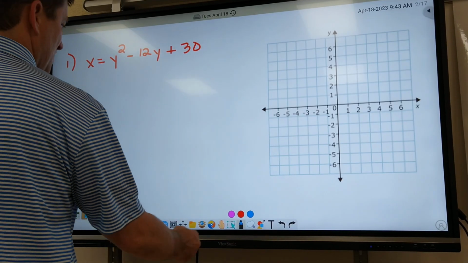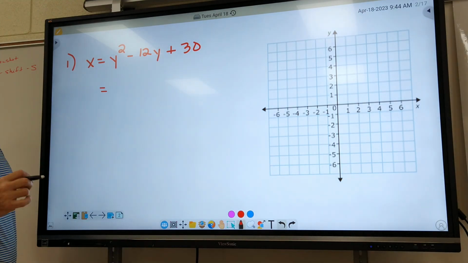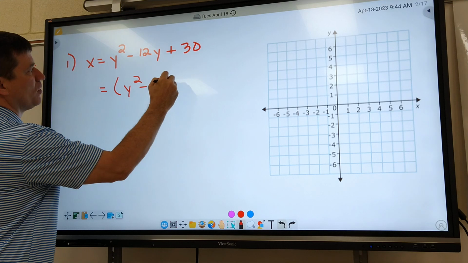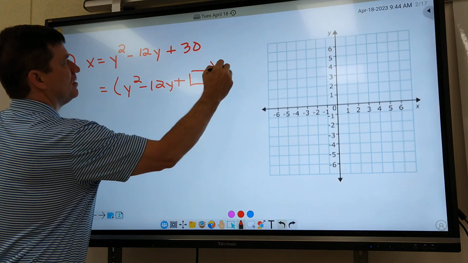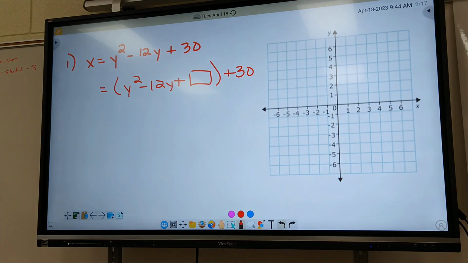Show y'all the differences on these. All right, we still do the same thing as far as make them into your groups. Go ahead and group them. So I got y squared minus 12y, then your box. Just like yesterday, push that plus 30 down out of the way. Write that down.